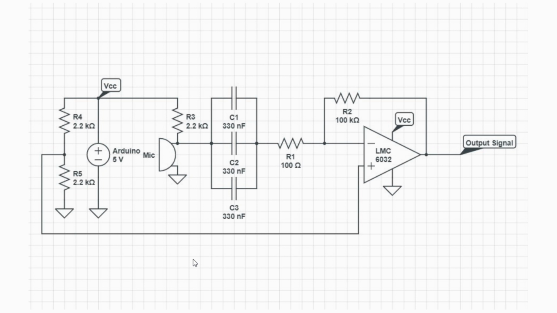As recommended by the datasheet, we used a 2.2 kilo ohm resistor between power and the mic to power the mic, and 1 microfarad of capacitance to get rid of the DC bias coming from the power source. The circuit uses a fixed gain of R2 over R1, which for our resistor values is 1000.